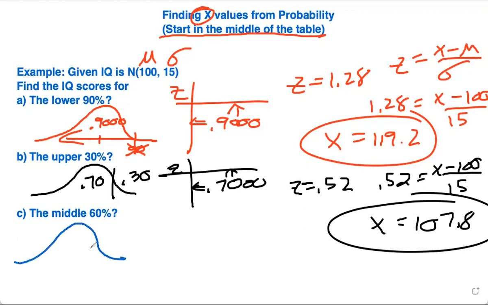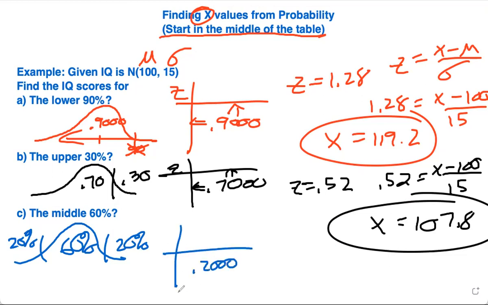Well, the middle 60%, that's two values, which means I'm going to find two z-scores, but I need the two probabilities. 60% in the middle means I've got 40% left over, or 20% on each side. So that means I have to find the lower 20% z-score cutoff and the upper 20, but the upper 20 is, if you notice, 60 plus 20 is the lower 80. So I have to look up 0.2000 to get that closest z-score and 0.8000. So let's do this.